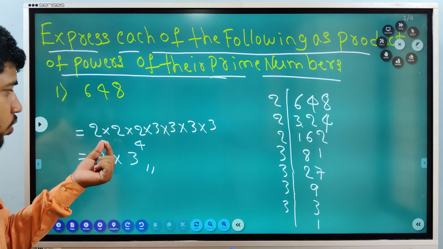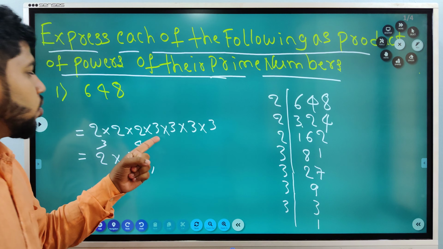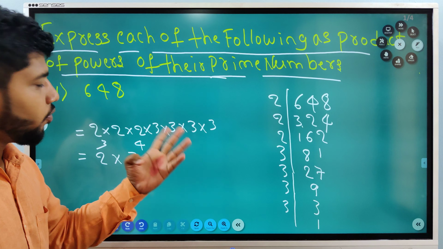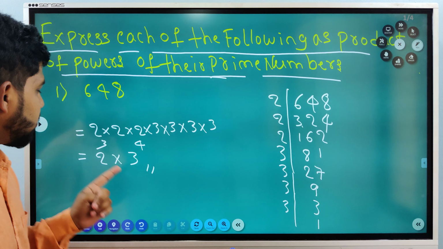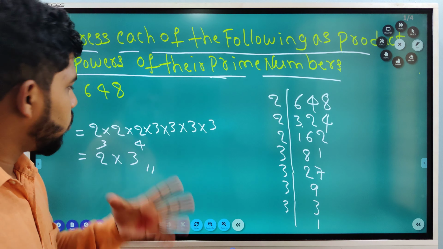Here, how many times is 2 repeated? 2 is repeated 3 times. And how many times is 3 repeated here? 3 is repeated 4 times. Then we can write it as 2 power 3 into 3 power 4. Now look at the second problem.